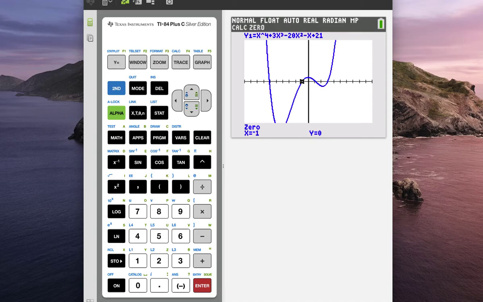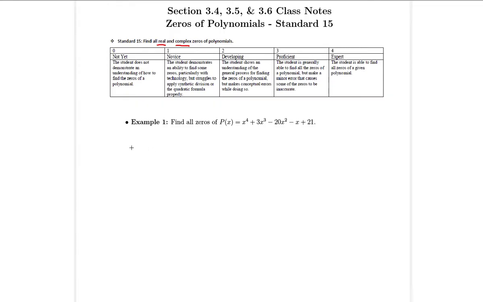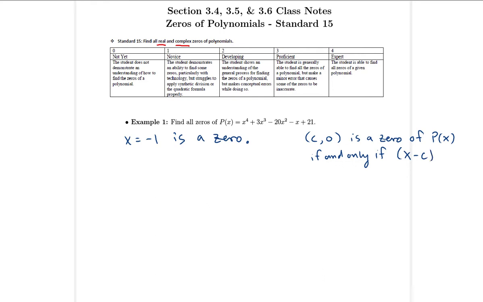All right, so I'm going to go back here, and I'm just going to start by making the comment that according to the graph, x equals negative 1 is a zero. Now, one of the things you'll recall that we learned from the video notes is that c is a zero of our polynomial if and only if x minus c is a factor of the polynomial. So anytime you find a zero, you've automatically found a factor.